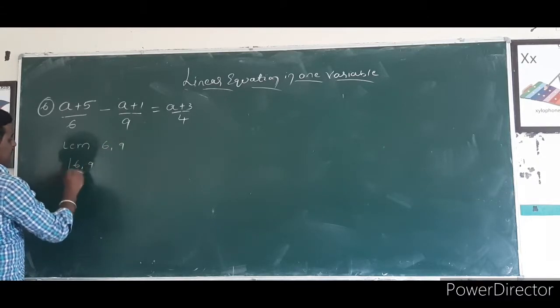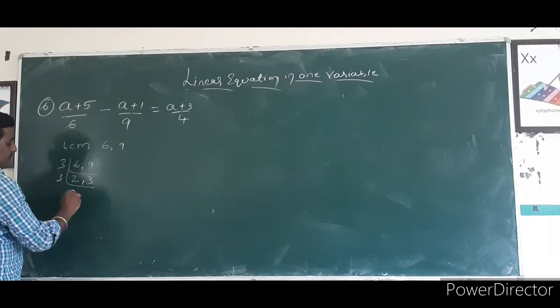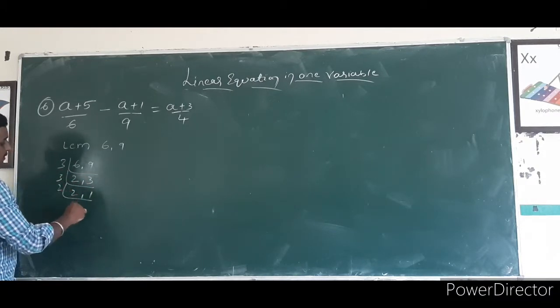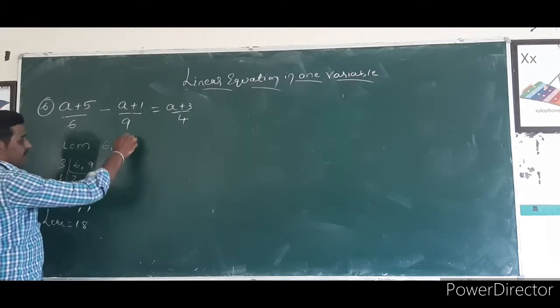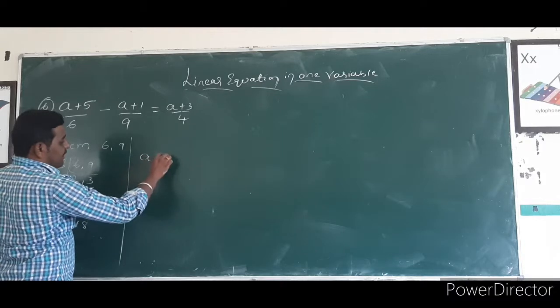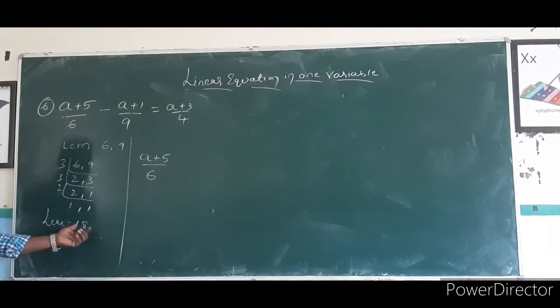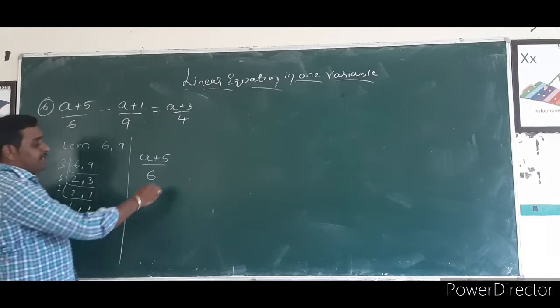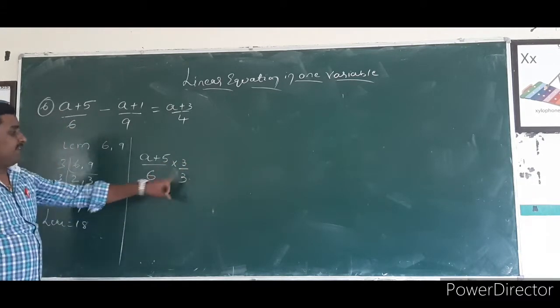6 and 9 are divisible by 3. 2 3s are 6, 3 3s are 9, then 1 and 1 remain. 3 3s are 9, 9 2s are 18. So the LCM is 18. Then consider (a plus 5) divided by 6. If you want 18 in the denominator, what should be multiplied here? 3 for both. 6 3s are 18.